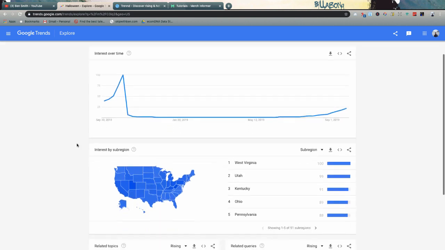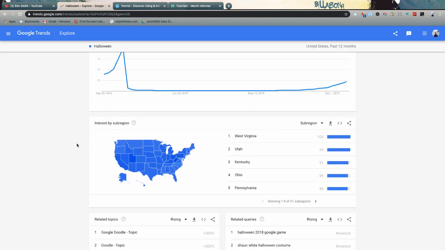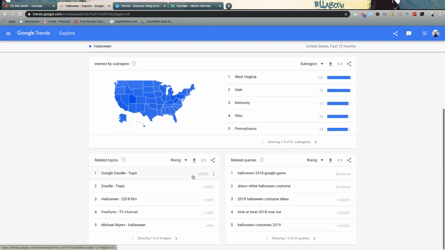Now, the nice thing is Google Trends will actually break down where this is being searched the most in the world, or in this case, just in the US. So we see that West Virginia, for some reason, is the highest search interest, and Utah, and then we can kind of see it tapers down from there. And the other really nice thing is this also is going to show us the related searches, so related topics and related queries.